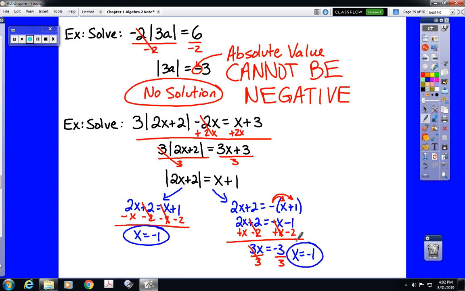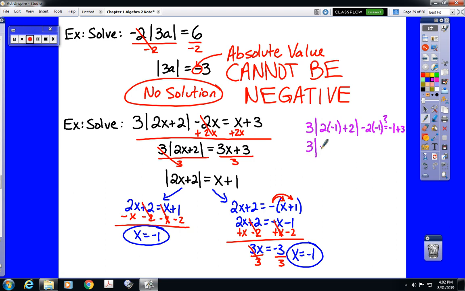So now we need to check. We take that negative 1 and we plug it back into the original equation. 3 times the absolute value of 2 times negative 1 plus 2, minus 2 times negative 1, equals negative 1 plus 3. And we check to see whether or not this is a true equation.